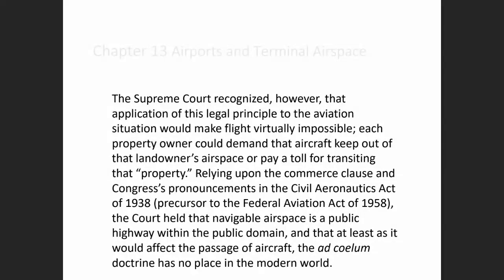Pursuant to the Federal Aviation Act of 1958, the court held that navigable airspace is a public highway within the public domain, and at least as it would affect the passage of aircraft, the ad coelum doctrine has no place in the modern world.